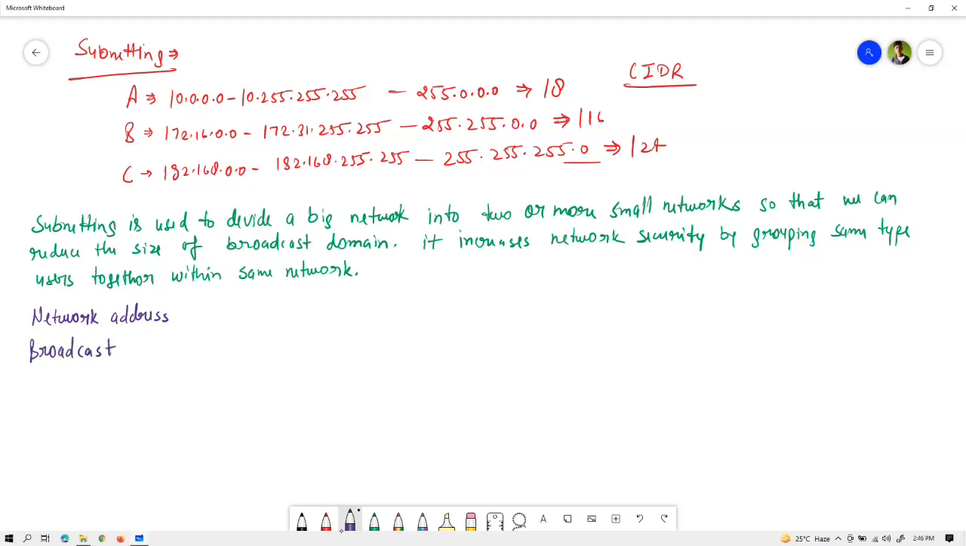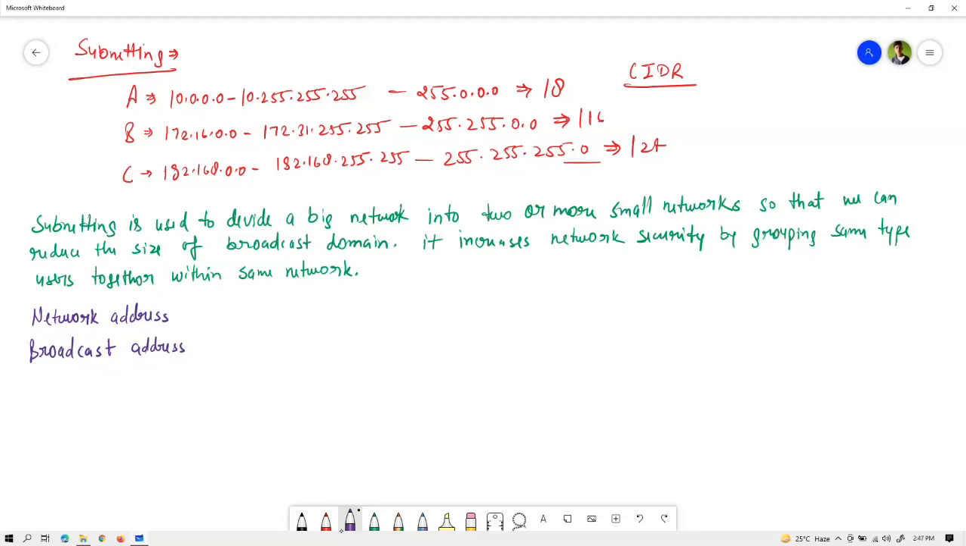Then we have broadcast address. This is the last address of any network address. It is also unusable. It defines where the broadcast domain ends. This is the last address of any network and it is also unusable.